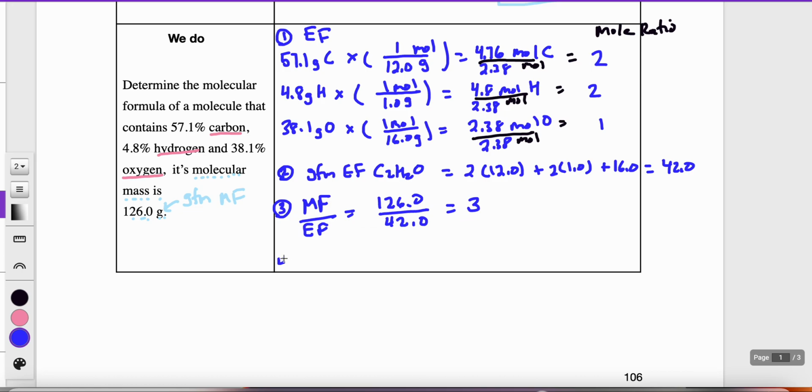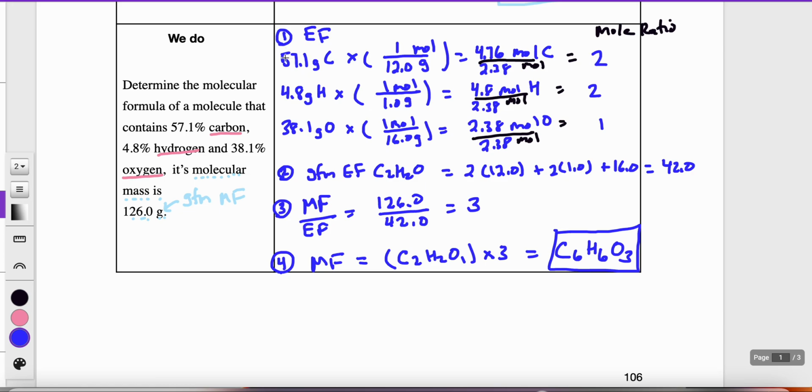So now, lastly, we can finally determine the molecular formula. So the molecular formula is equal to the empirical C2H2O1, and it's 3 times larger. So each of the subscripts in the empirical is multiplied by 3. So our molecular formula is C6H6O3.